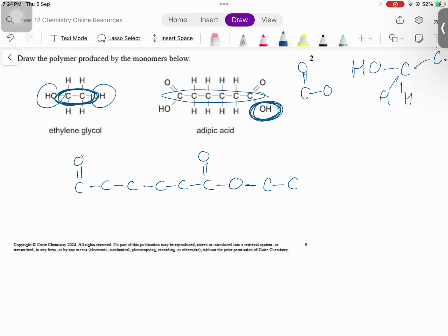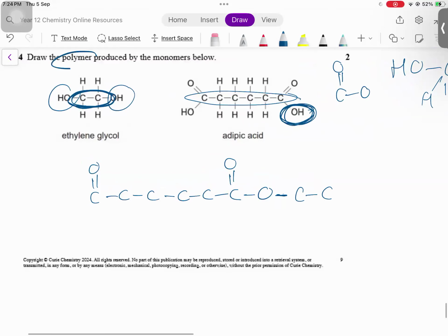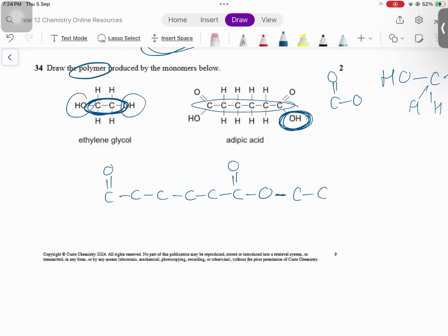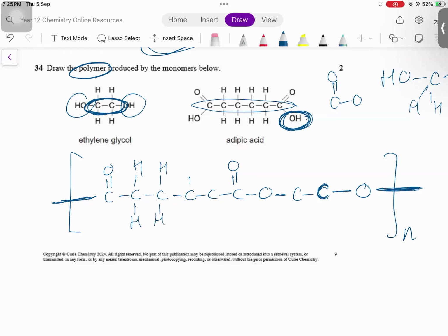Now, I can keep on going. They haven't told me how many times they want it to repeat, so I'm going to do this in a summary way. So let's end my carbon chain here. O. And then I'm going to do my lines out. And then I'm going to do square brackets N. They haven't told me how many times they want it to repeat, so I'm going to do it the summary way. Otherwise, it's going to keep on going forever. Fill in my hydrogens.